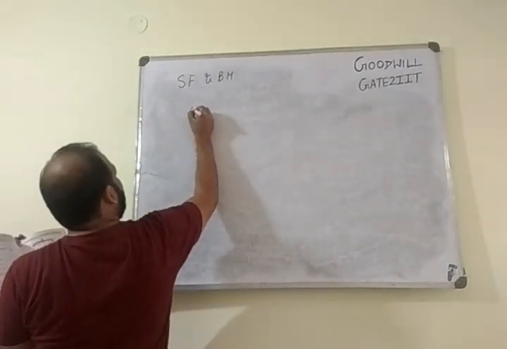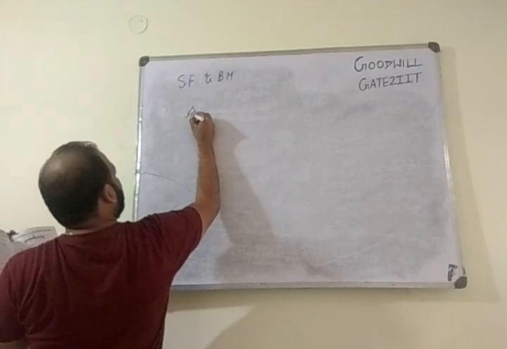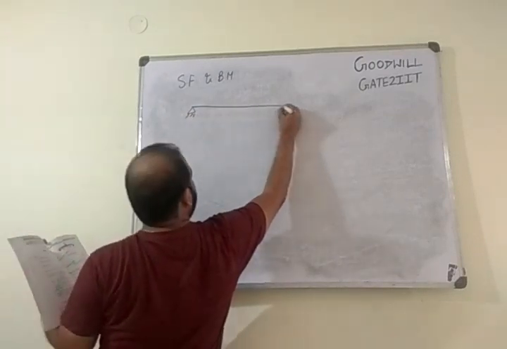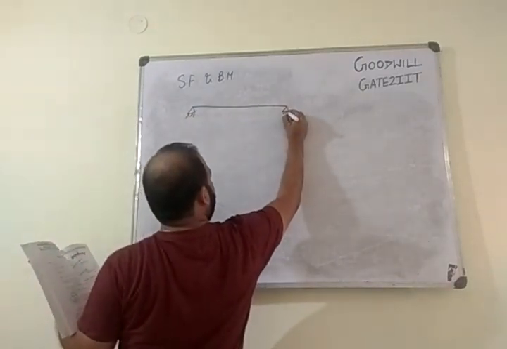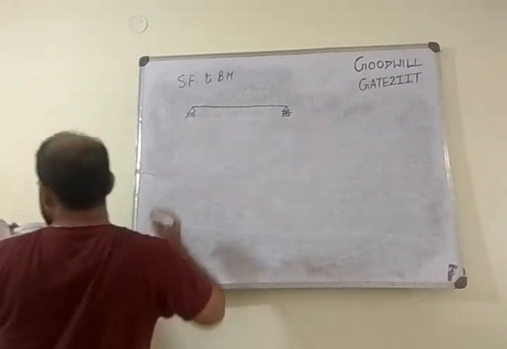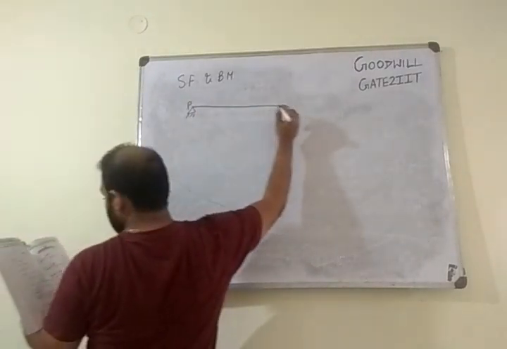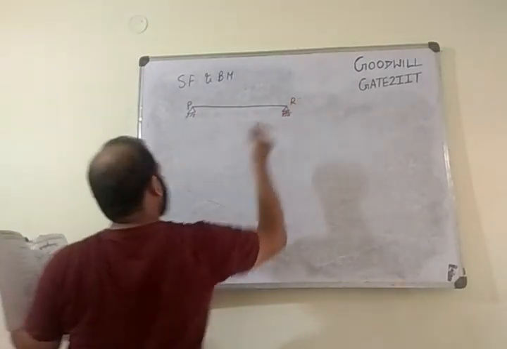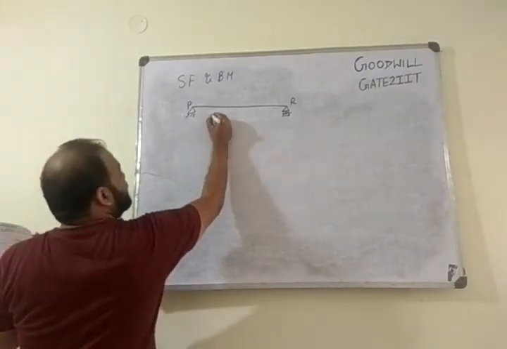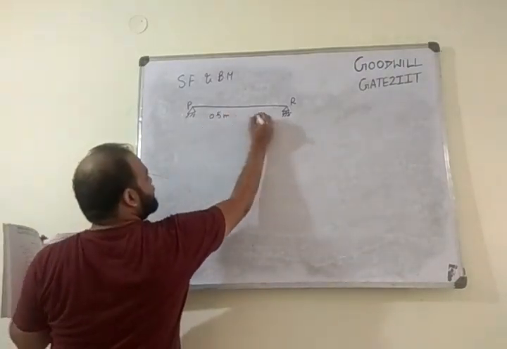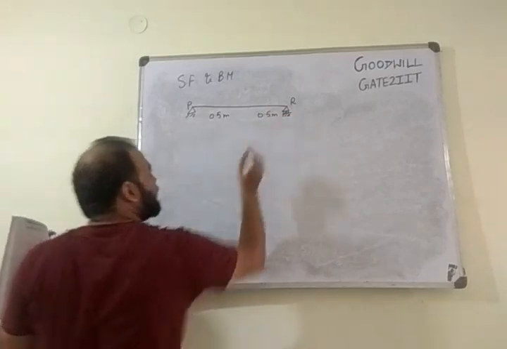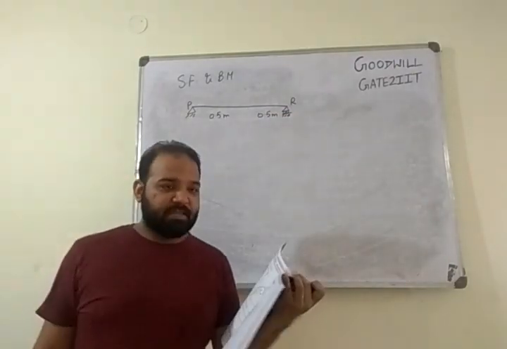So you have a simply supported beam. This point is given as P. This point is given as R. And this is 0.5 meters, this is 0.5 meter. This is the diagram given in the numerical itself.